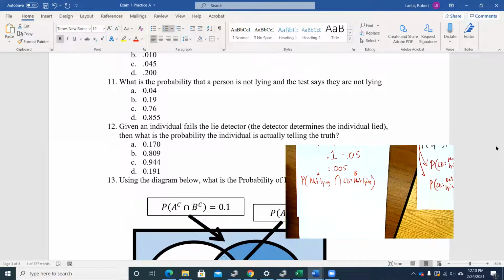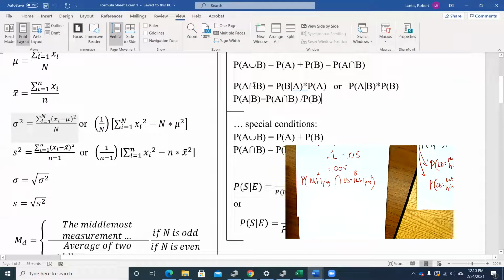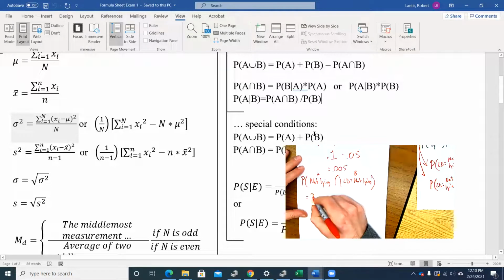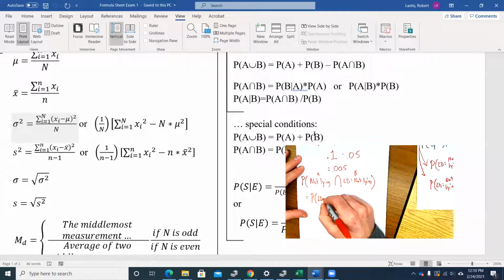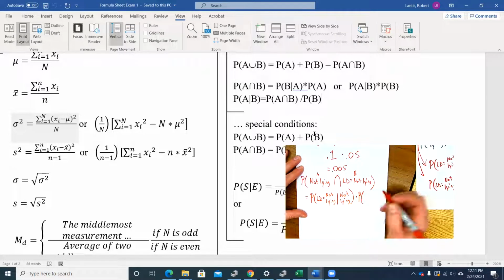So similar idea. We go back to that formula sheet. If I want to find the intersection of two events, I can use the conditional probability times what I'm conditioning on. So this is the same thing as event B, that the lie detector said that they're not lying, given our event A, which is that they are not lying, and then multiplied by the probability of whatever we're conditioning on, for that event A, which was that they are not lying. Okay.